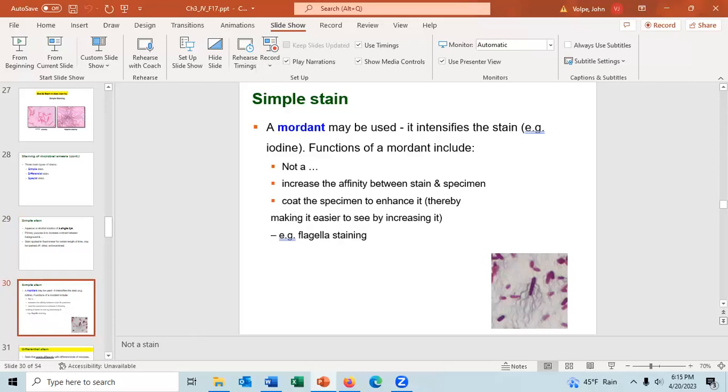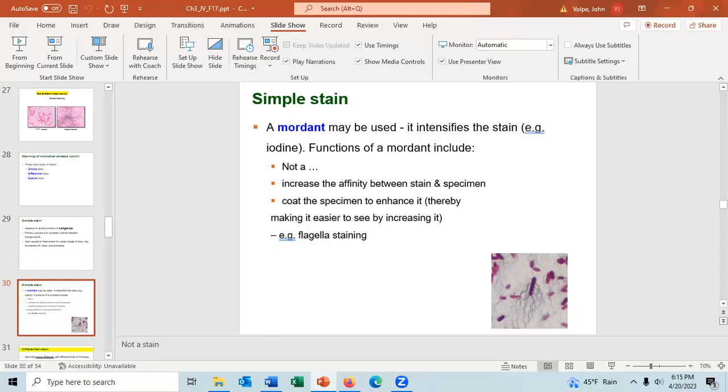Sometimes we use a mordant. A mordant is not a normal stain. It is something that intensifies the stain of the first stain. In the Gram stain, iodine is used as a mordant. The function of a mordant does not stain the cell directly, but it increases the affinity between the stain and the specimen.